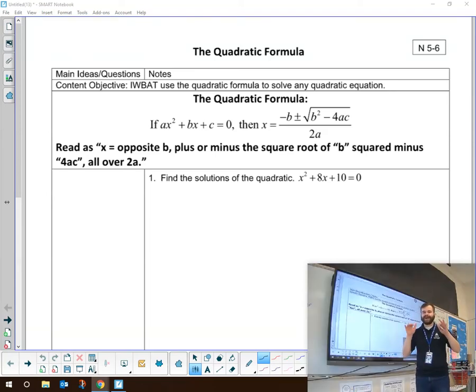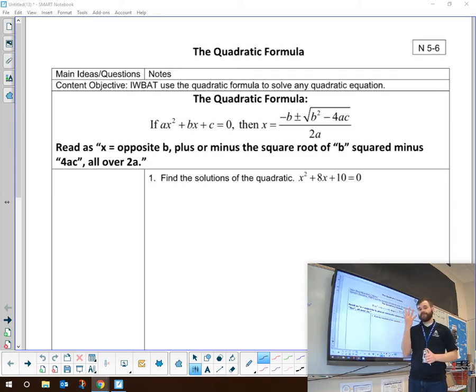Hey guys, we finally made it. We are going to be talking about the quadratic formula. This is one of those really cool formulas that you see all over the place. And the great thing about the quadratic formula is there's no stipulations on it. No matter what your quadratic equation is, it can solve it.